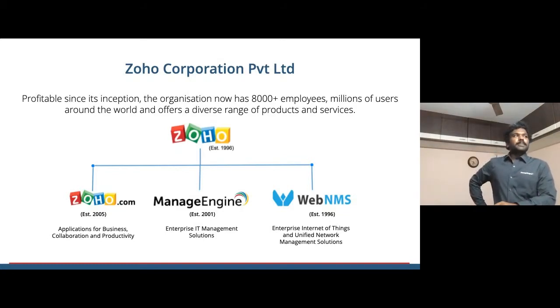Zoho Corporation Private Limited is broadly three divisions: Zoho.com, Manage Engine, and WebNMS. Zoho.com is our cloud business and productivity suite. We have 45 plus business apps, everything from CRM to recruitment tool to attendance management, payroll, and things like that. WebNMS is our IoT division, and this webinar is presented to you by Manage Engine, our IT management division.